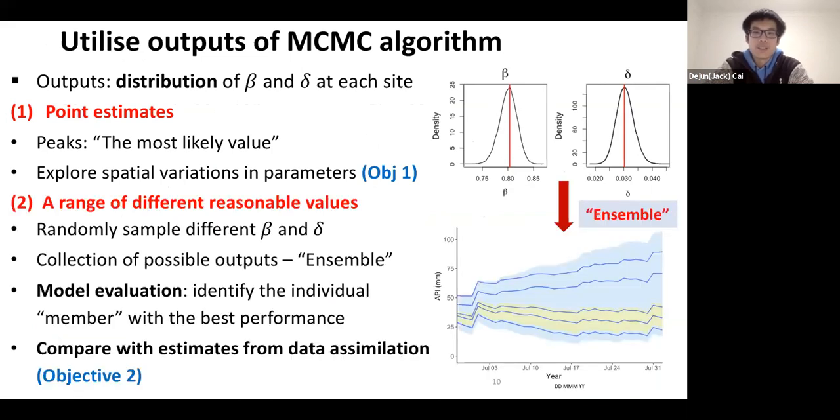In addition, this distribution allows us to randomly sample different beta and delta to run a model. And this gives a collection of different possible model outputs, or so-called the ensemble. We evaluate the performance of individual model runs and pick the best one to compare with the result from data assimilation.